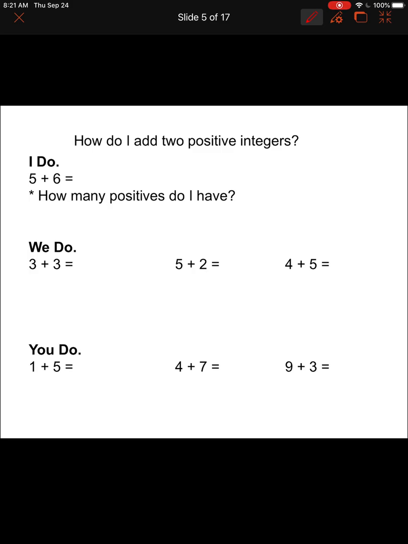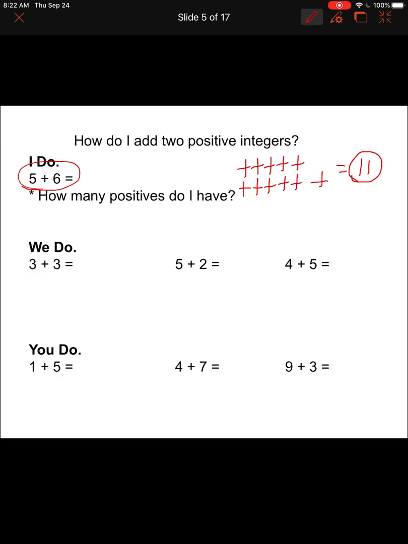So I have 5 plus 6. So how many positives do I have? I have 5 positives being added to 6 more positives. So when I add that together, I'm going to get a total of 11 positives.